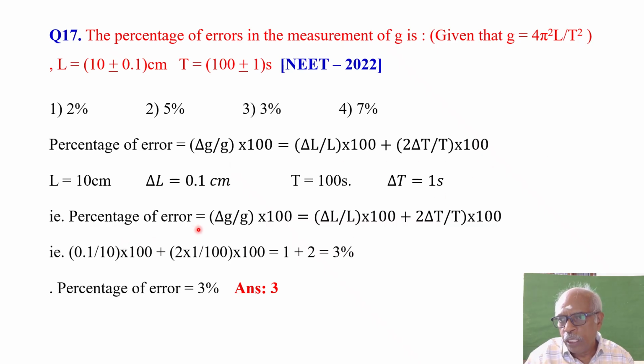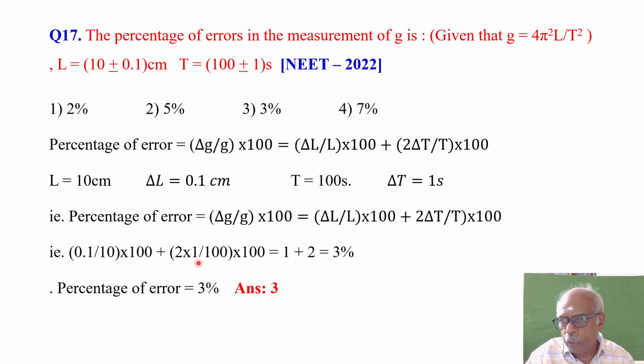Percentage of error, delta G by G into 100, is equal to delta L by L into 100 plus 2 into delta T by T into 100. So that is 0.1 divided by 10 into 100, plus 2 into delta T, 1 second, divided by T, which is 100 seconds, into 100. What is 100 by 10? 10. 10 into 0.1? 1.